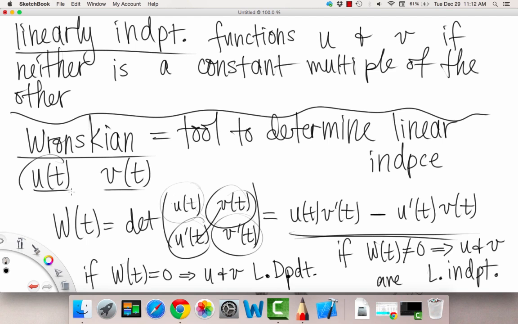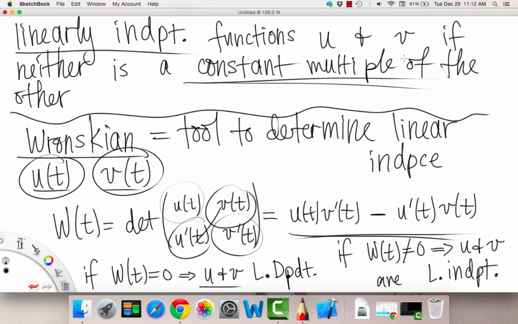You just set up this determinant given your two functions, calculate it, and see if it equals 0. Then that means our two functions are linearly dependent on each other, which would also mean they're constant multiples of each other, using the definition up here. But if the Wronskian is not equal to 0, that means u and v are linearly independent, so neither of them is a constant multiple of the other. So here's method 1, and here's method 2 to determine the linear independence of two functions or not.